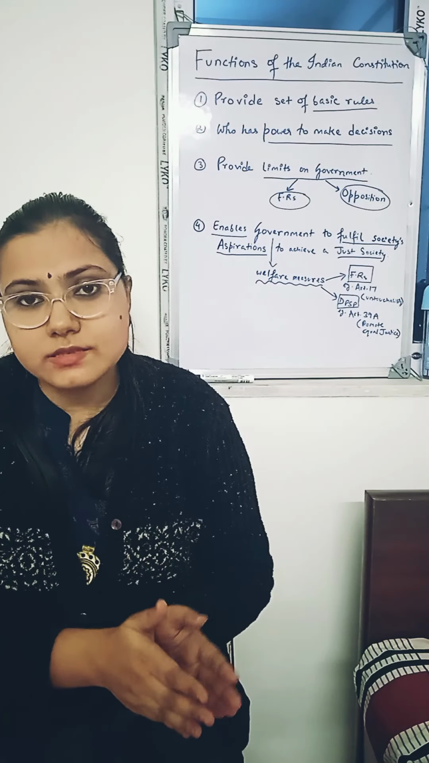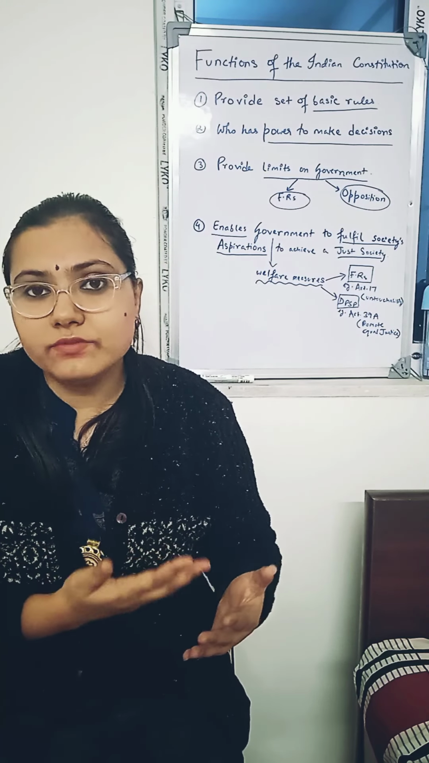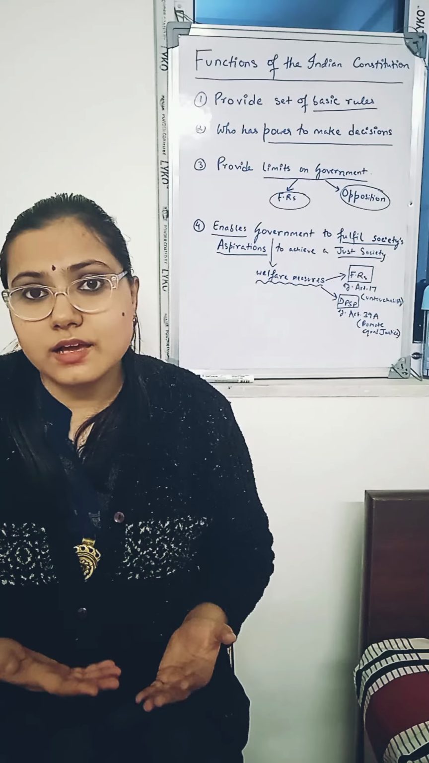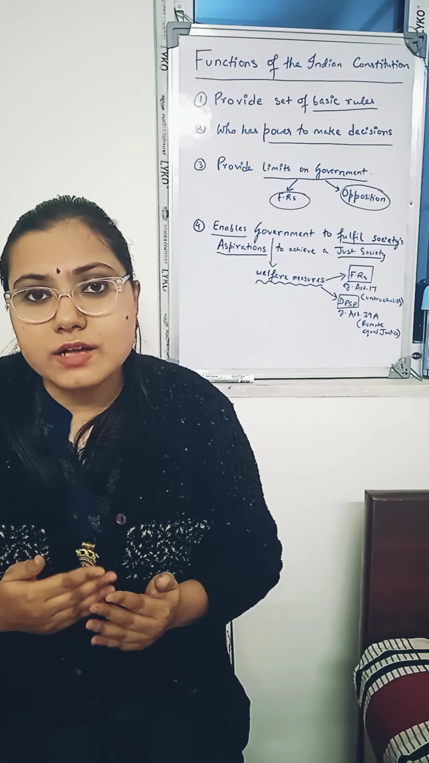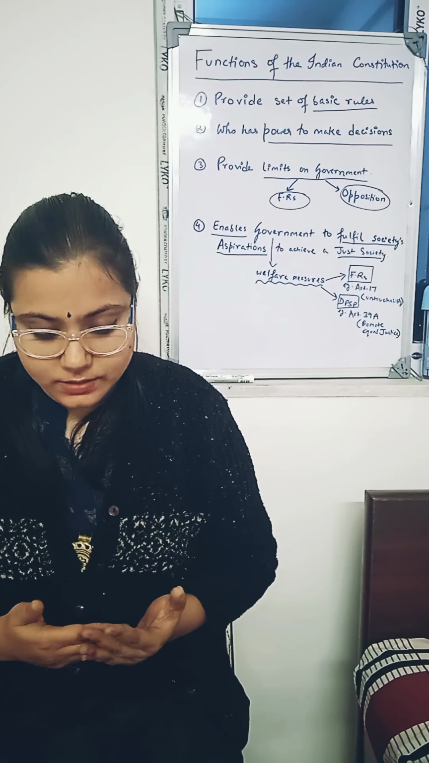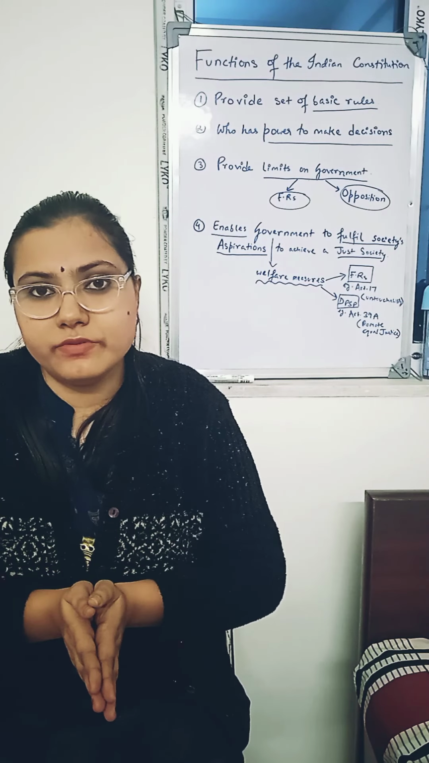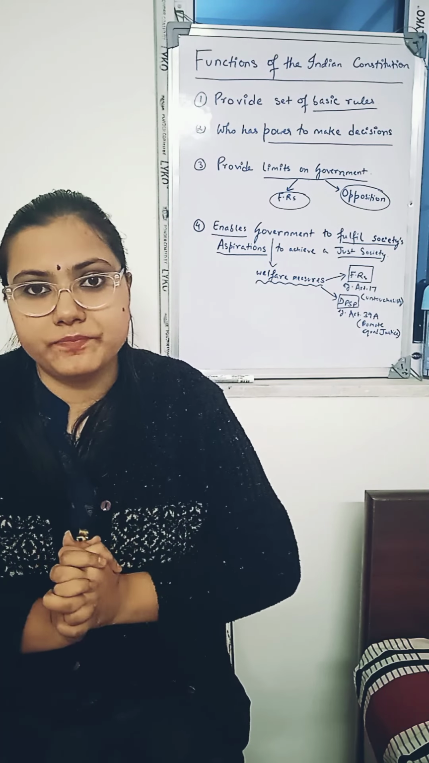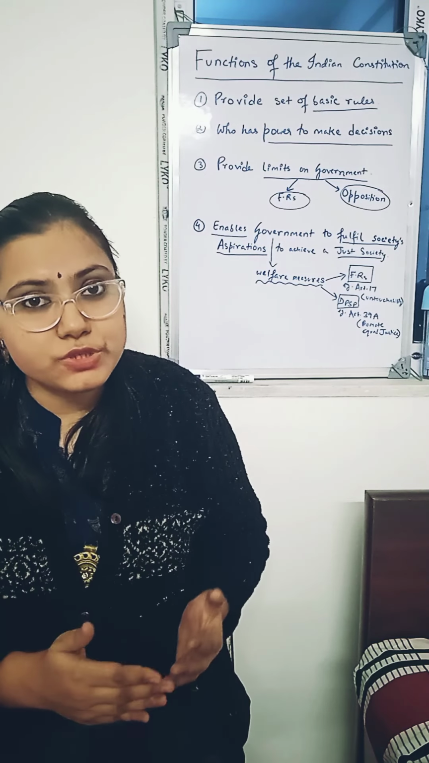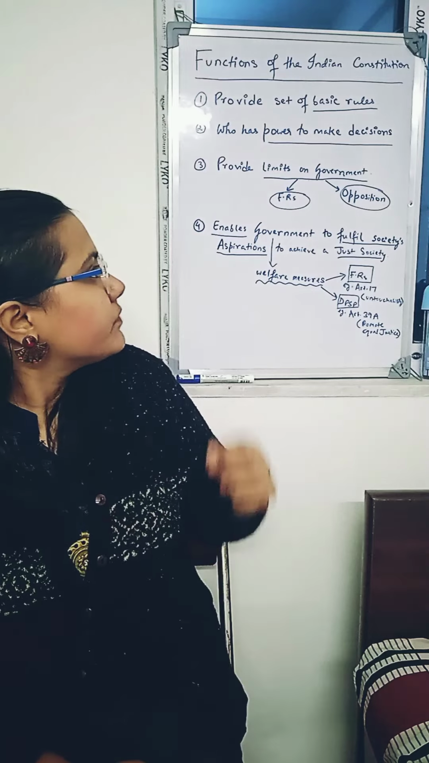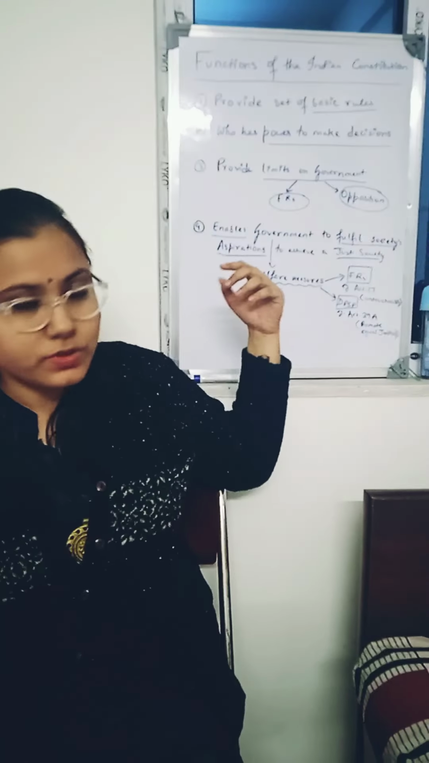These limitations have the aim to protect us as citizens or as human beings. These limitations give us freedom, give us a sense of dignity, and help us lead a peaceful life as citizens and residents of India. So these limitations tell the government what not to do. And how do we limit our government? We limit our government through two mechanisms, or two tools, you can say.